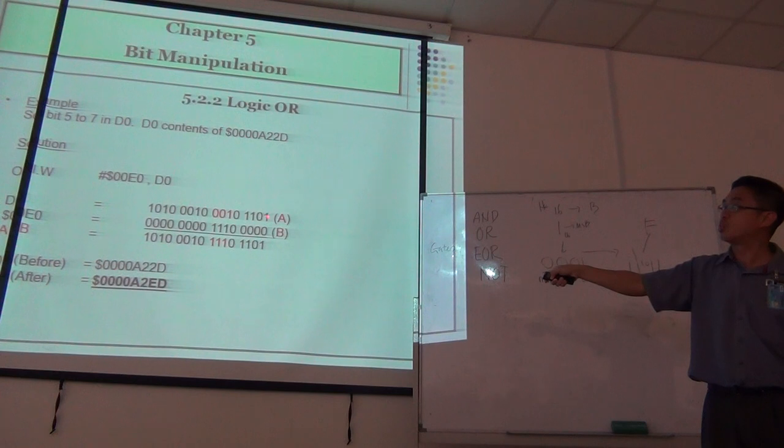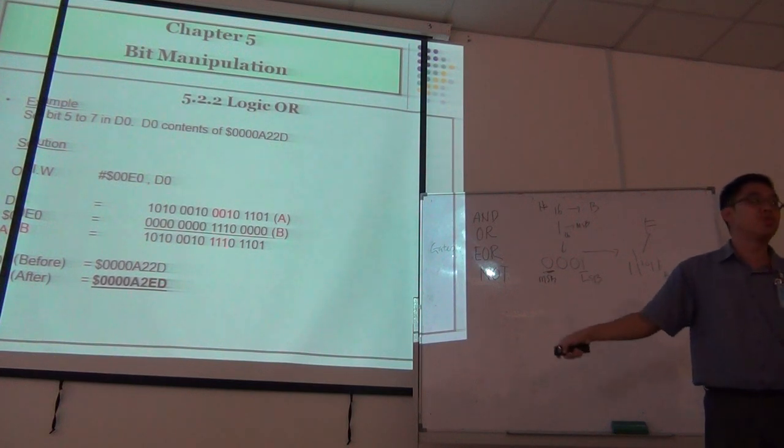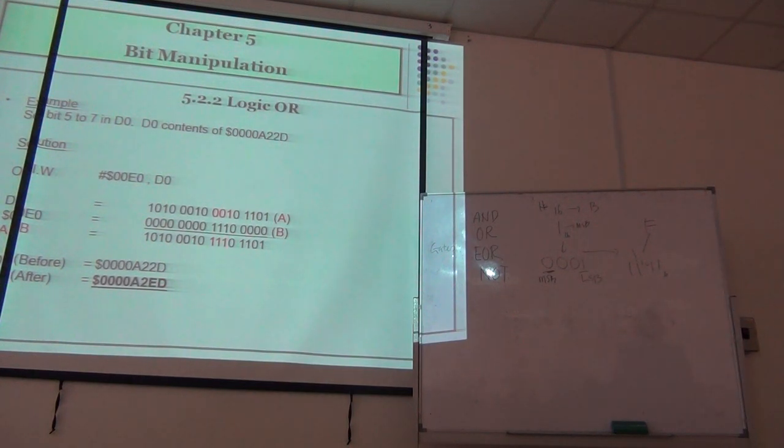D is equivalent to this one, and 00E0 is equivalent to this one. You have to convert it to binary. Then after that you do the OR operation. 1 OR 0 is 1, and so on, giving 0000 0101. Then you convert this answer back to hexa numbers. Agree? This one is not confusing, it's okay to understand. Very simple. You just need to do the AND and OR operation.